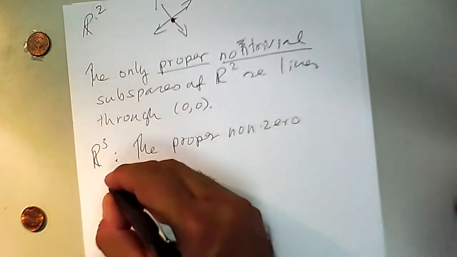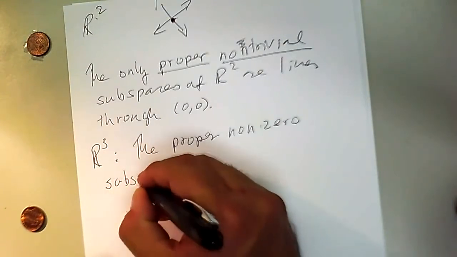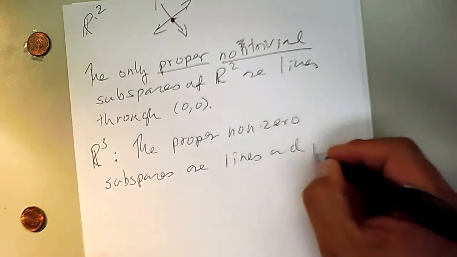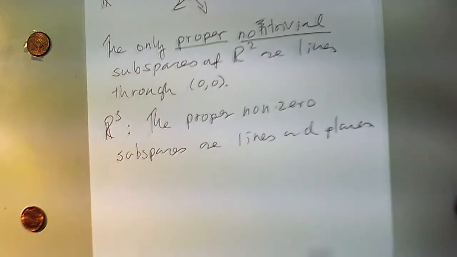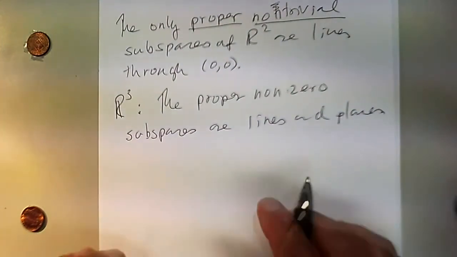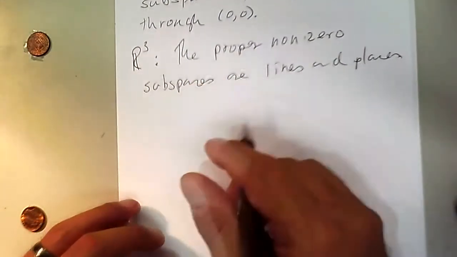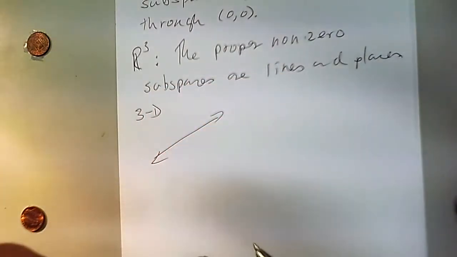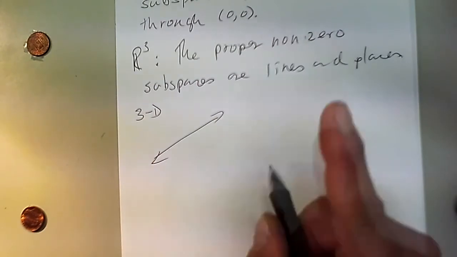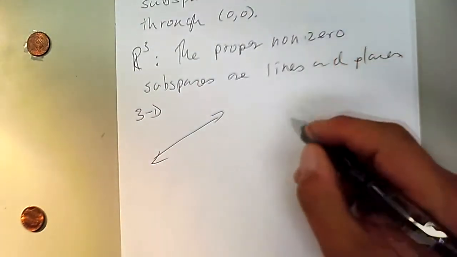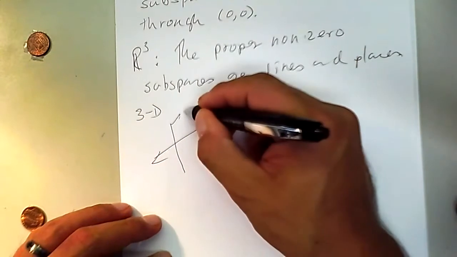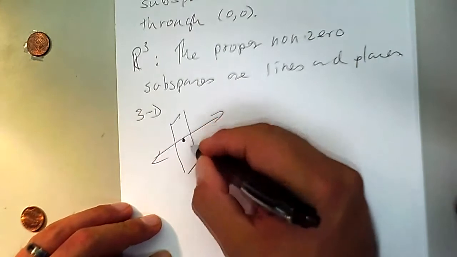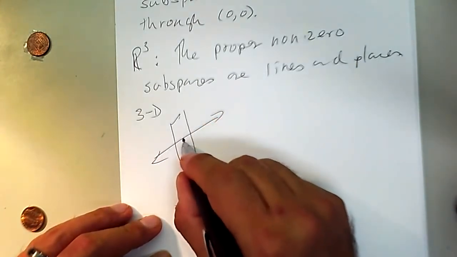Non-zero subspaces are lines and planes. Okay. So if we are in three dimensions, so pretend we're in 3D, and you're given a line, what is the orthogonal complement to it? The orthogonal complement is going to be a plane, and they intersect at 0, 0, 0.